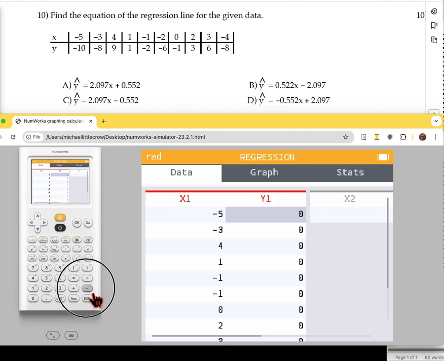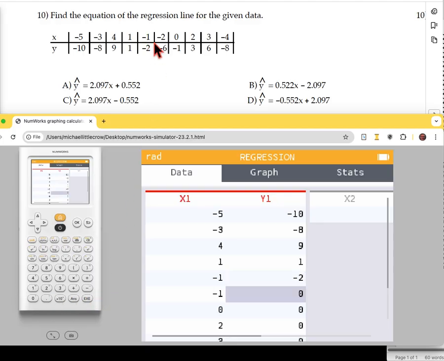So -5 has a y value of -10. -3 has a y value of -8. 4 has a y value of 9. 1 has a y value of 1. The hardest part is getting your eyes trained to do this. -1 is -2 as a y value.